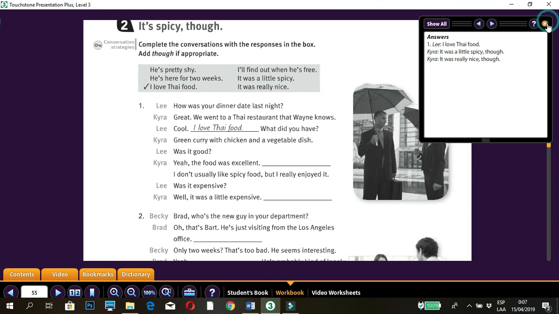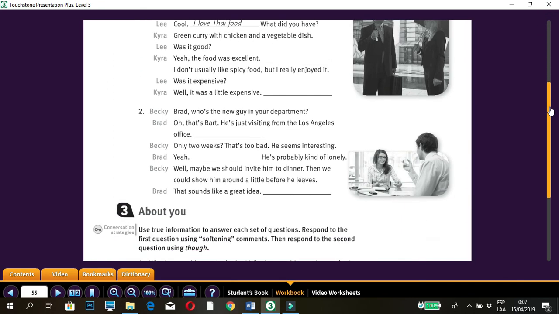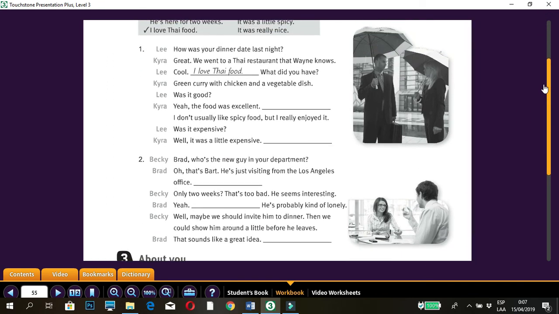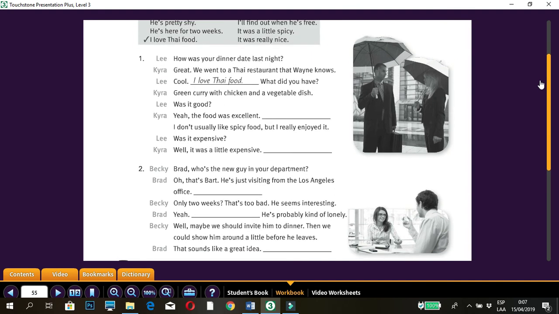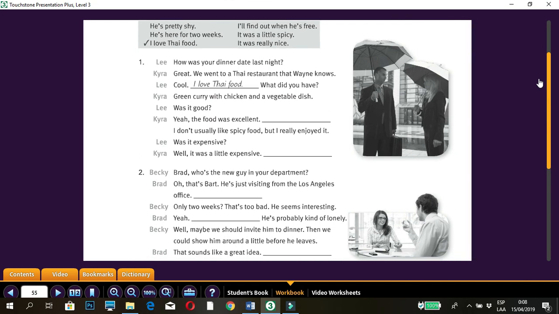It says here, it's a conversation between Becky and Brad. Brad, who's the new guy in your apartment? Oh, that's Bart. He's just visiting from Los Angeles office. Only 2 weeks? That's too bad. He seems interesting. Yeah, he's probably kind of lonely. Well, maybe we should invite him to dinner, then we could show him around a little bit before he leaves. That sounds like a great idea. So you have 3 more ideas, okay? So, what are the correct answers?